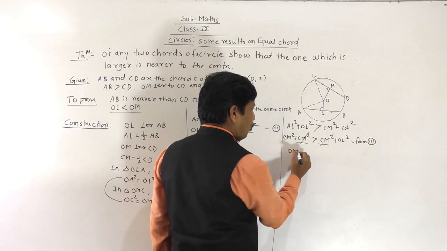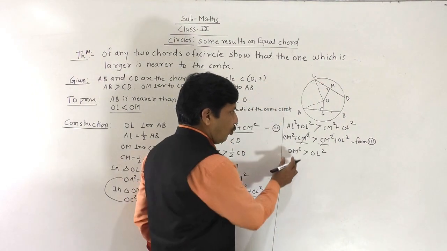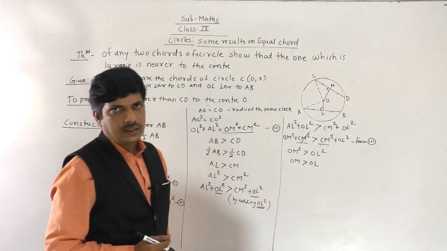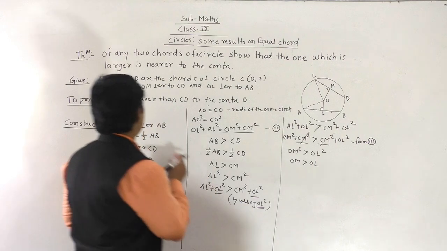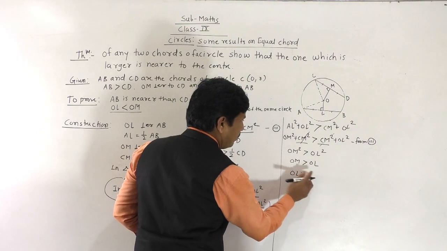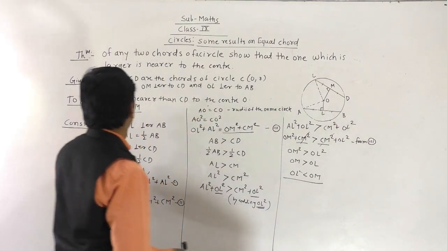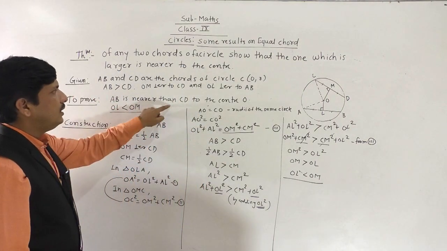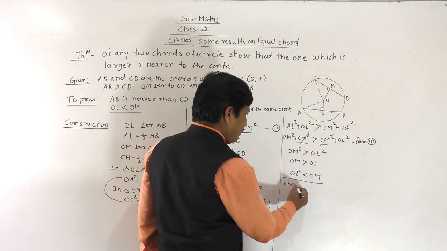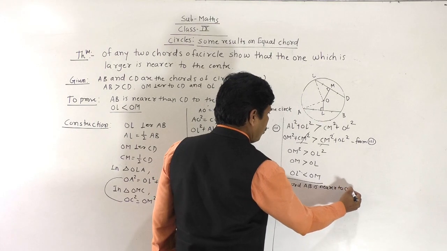So what is remaining here? OM square is greater than OL square. If OM square is greater than OL square, then we can say OM is greater than OL. That is our target. It means OL is shorter than OM. That means AB is nearer than CD to the center. So chord AB is nearer to center O.